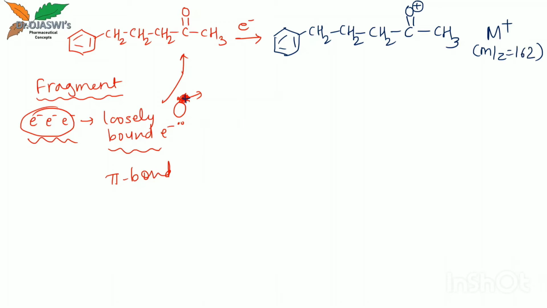What is the mass to charge ratio? It is the molecular mass of this ion, this particular structure. Z is the charge, so there is only one charge, and the denominator is always 1. Further, I can fragment this structure by carrying out homolytic cleavage between this carbon and this carbon. I am breaking this bond.